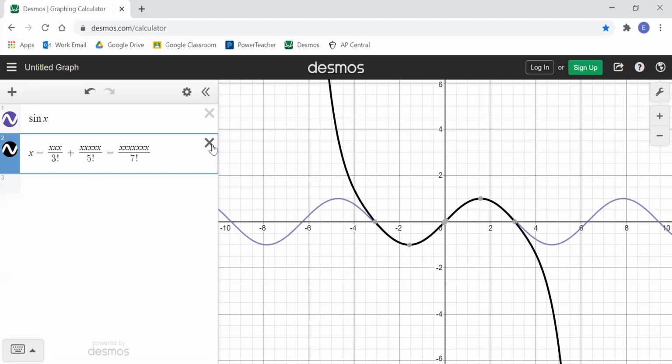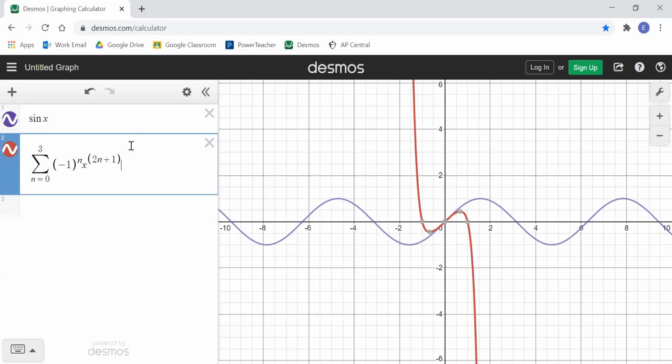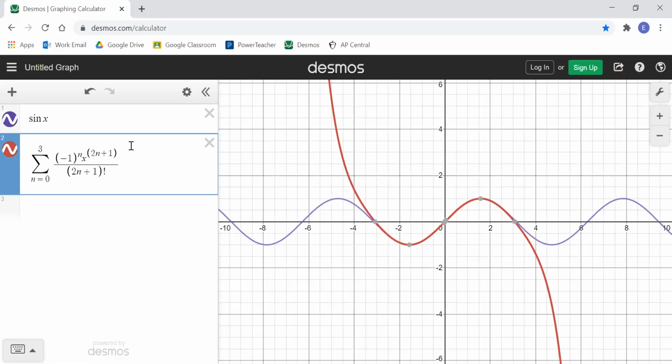All right. So we'd already done this up to 7. So now in order to do this a little bit more, we're going to start at n equals 0. We were at n equals 3, which is 0 to 3. So we'll go right back to that, negative 1 to the n, x to the 2n plus 1 over 2n plus 1 factorial, right? So that's what we were looking at. Everybody good there?